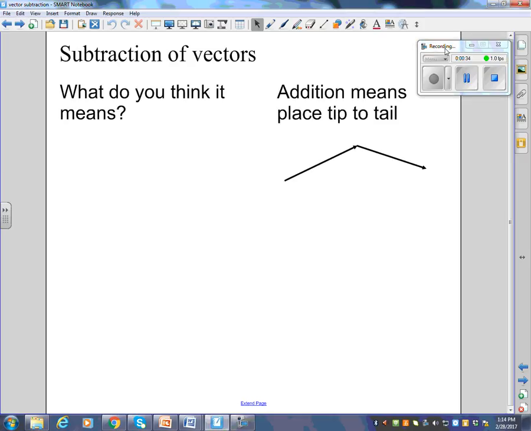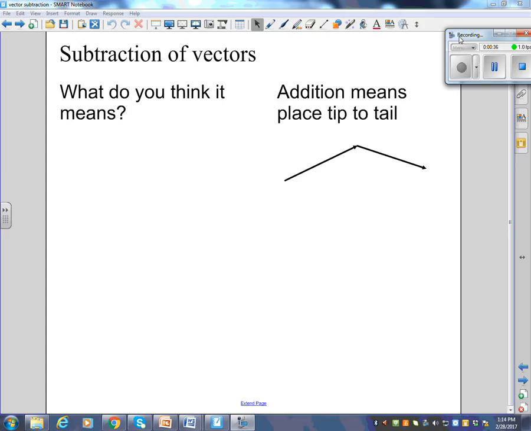Okay. So you've got a sheet there. Follow along, please, so you know where you are. So what do you think subtraction of vectors means? And I'm going to give you a hint. Addition of vectors means placing them tip to tail. It's the other way, tail to tip, okay? Could be tail to tail too.